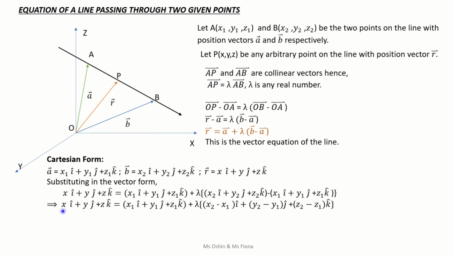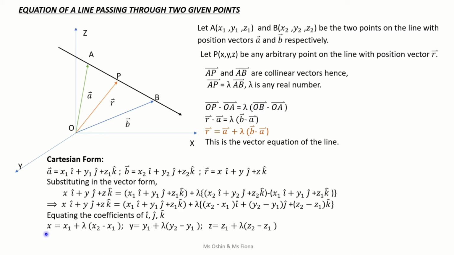So equating the coefficients of i cap, j cap and k cap, we get x is equal to x1 plus lambda times x2 minus x1. Y is equal to y1 plus lambda times y2 minus y1. Z is equal to z1 plus lambda times z2 minus z1.